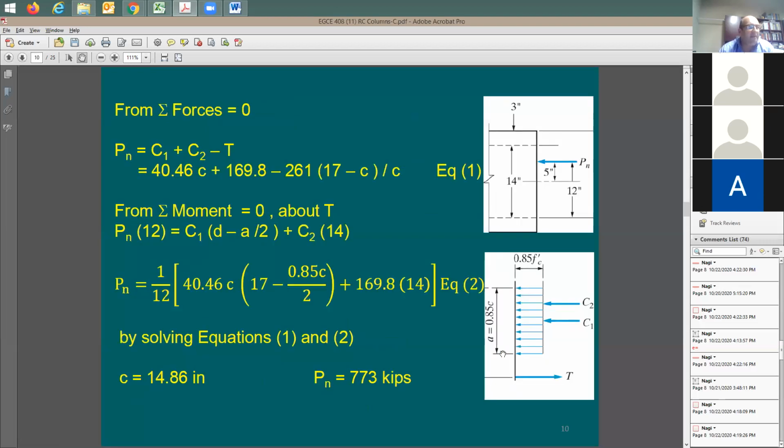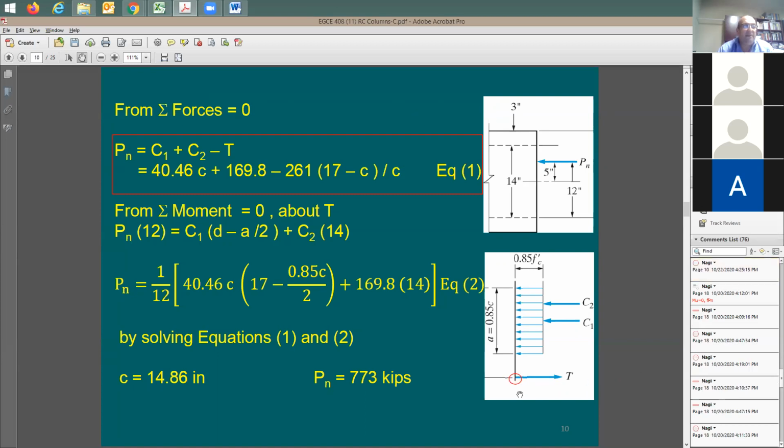Why don't you take the moment about the tension force, about this point right here, for all the forces acting on the system? So here's the first equation that we just finished, the first equation from the previous slide. I'm going to take the moment equal to 0 about the tension force T, about this rebar.